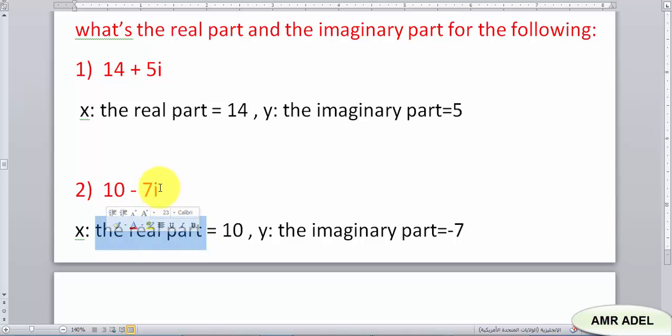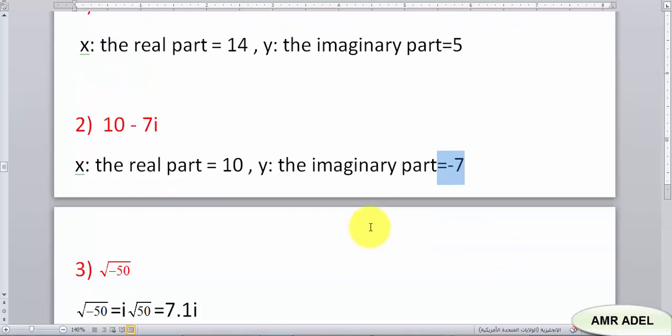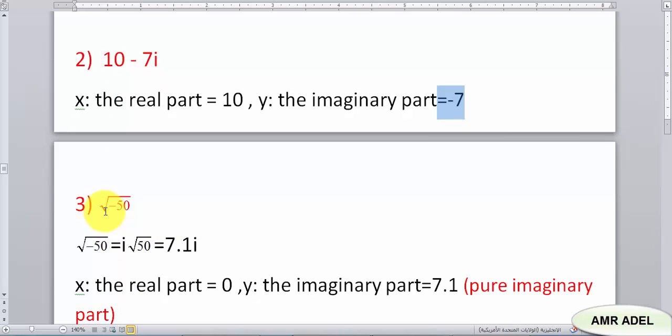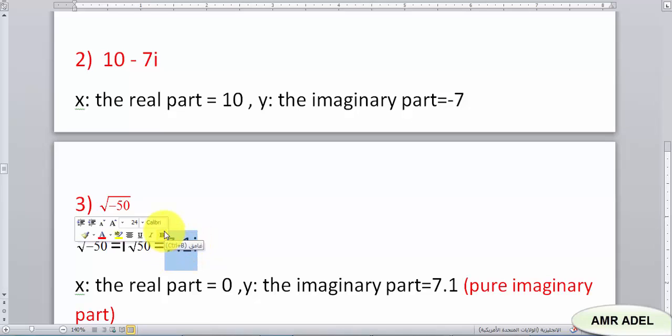Which one is multiplied by i? Minus 7. Focus, minus 7. Look at this one: square root of minus 50. Directly, as we said before, the minus goes outside as i. The square root of 50 with a calculator is 7.1. So look here, there are no numbers without i. It means the real part will be 0. We have only a number multiplied by i, which is 7.1. So here we have pure imaginary, which means there is no real part.